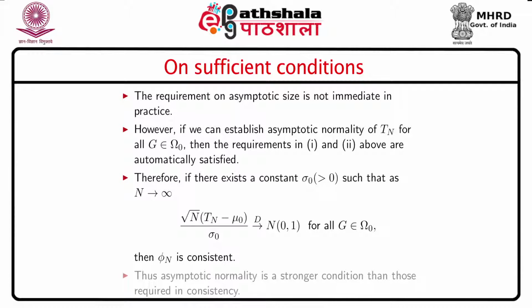Therefore, if there exists a positive constant sigma naught such that as n tends to infinity, square root of n (Tn minus mu naught) divided by sigma naught converges in distribution to normal 0, 1 for every G specified by the null hypothesis, then phi n is consistent. Thus, asymptotic normality is a stronger condition than those required for consistency.